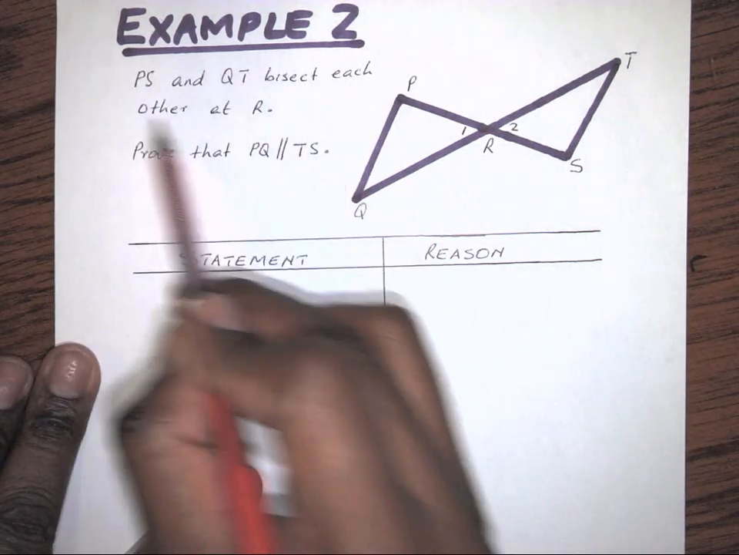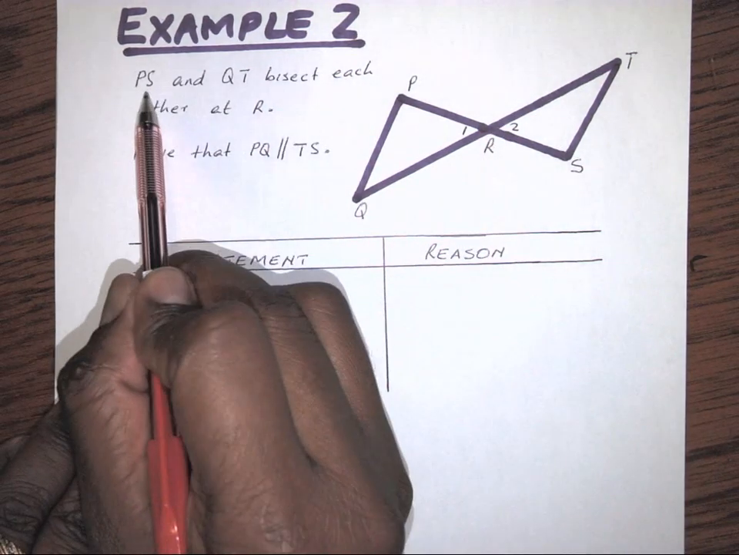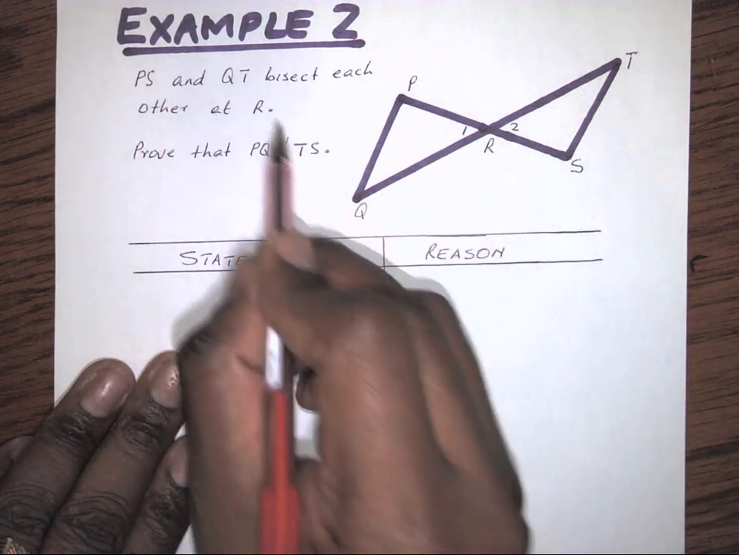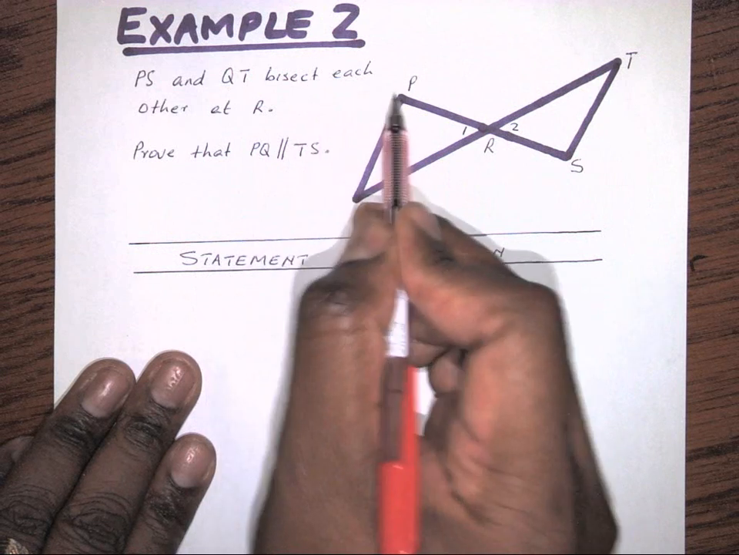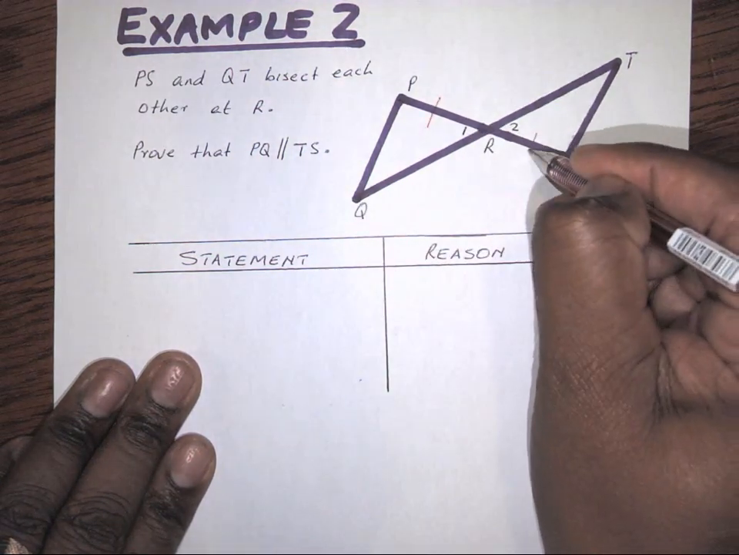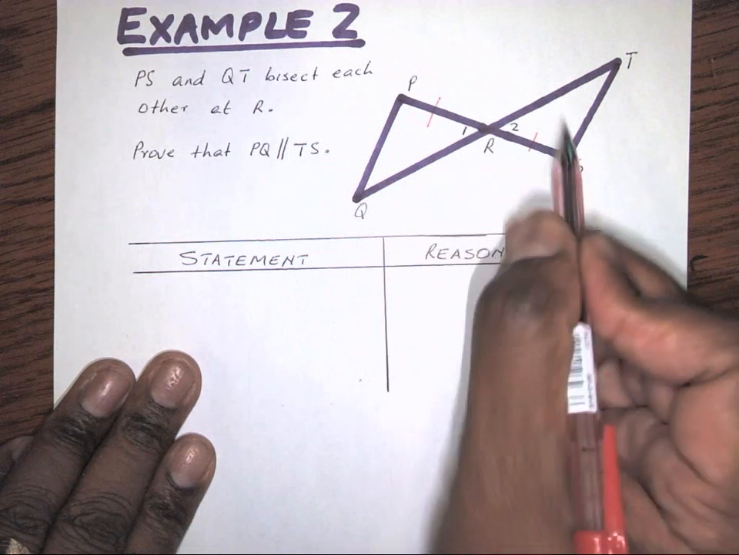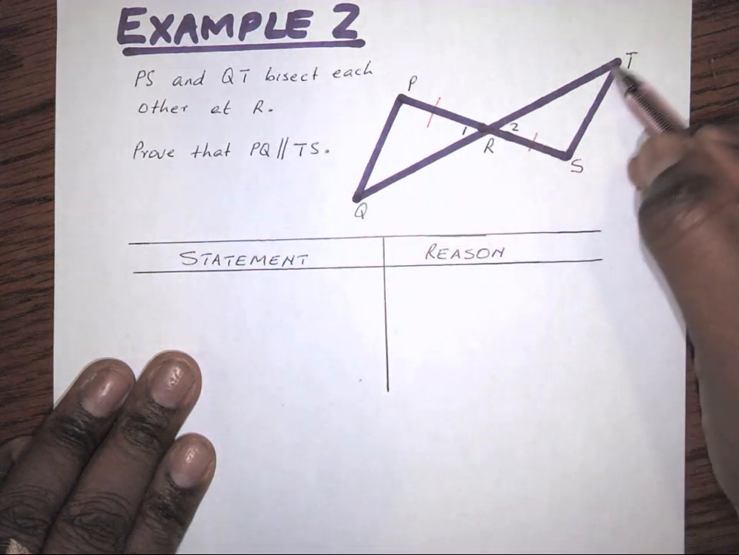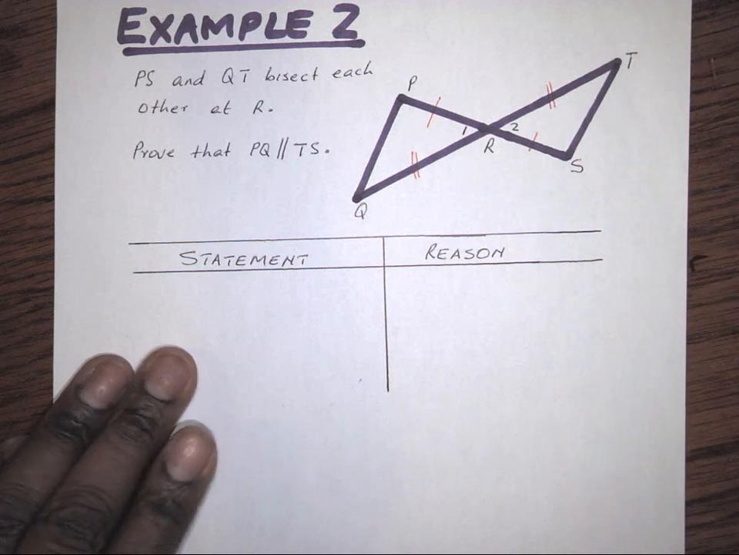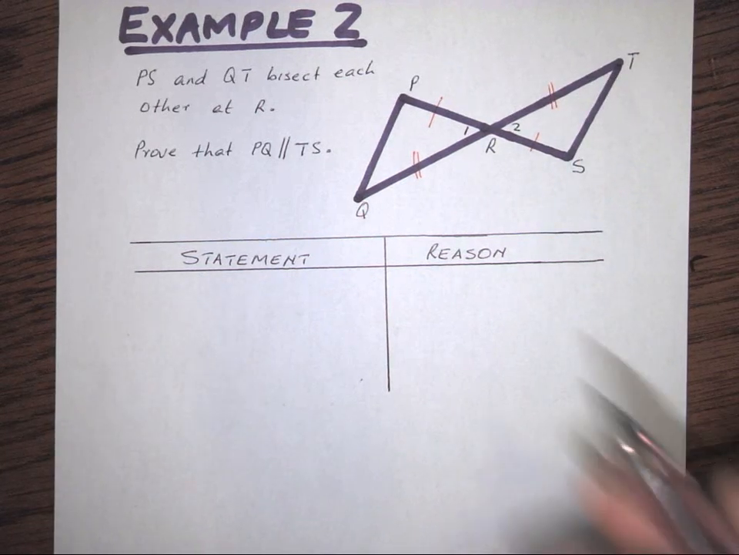First, what is given? We fill it in. They said PS and QT bisect each other at R. What does that mean? So this and that they bisect. It means that this is equal to this. That length over there is equal to that length over there. And that length is equal to that length over there. So that equals that. I can mark it equally like that.